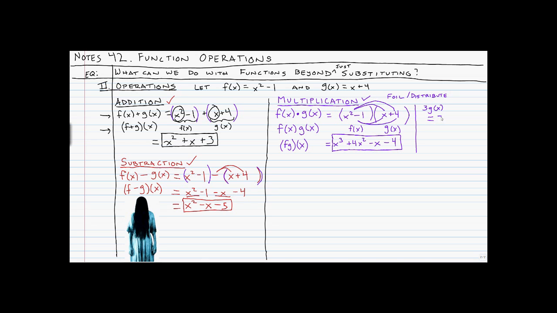Like, we've just got 3 times our function g of x, and of course g of x, as it says up here, is x plus 4. So if we have to multiply 3 times g of x, we can just distribute it in. And of course, we'll see really quickly that multiplying by a scalar is really easy. We just distribute, and we're cool. 3x plus 12. All there.